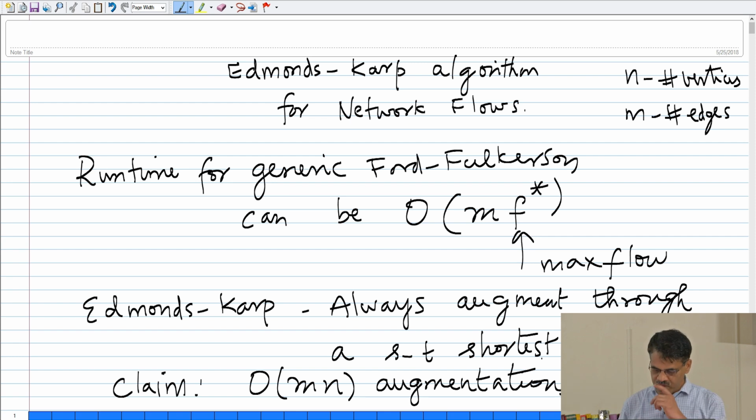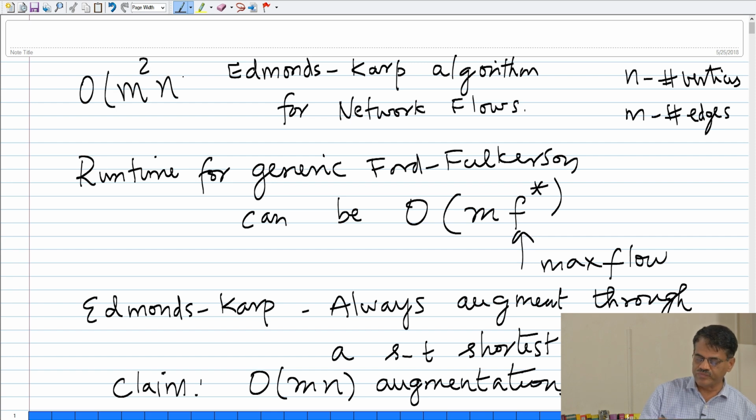Once you find the shortest s-t path, whatever augmentation is possible, augment it. That's the algorithm. Each augmentation costs you m, and we will prove that there will be mn augmentations. So the total runtime is order m squared n. At least this ugly part about the flow value, the output value, goes away. It's just a pure function of n and m, some simple polynomial function on n and m.